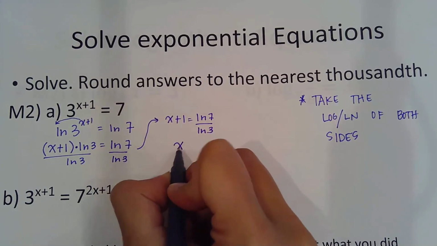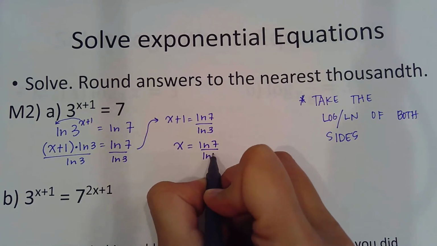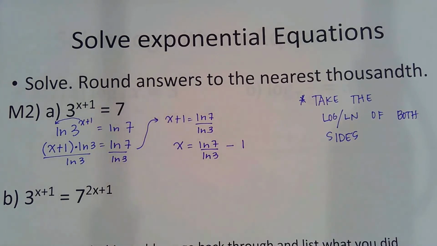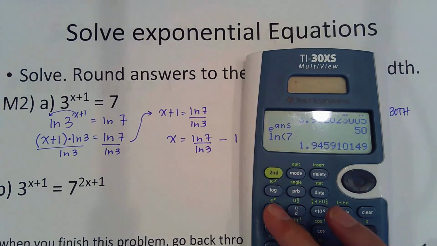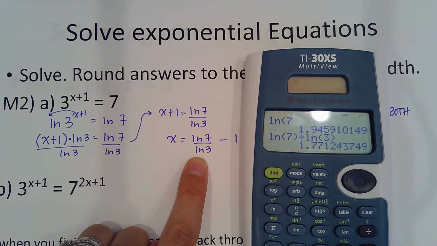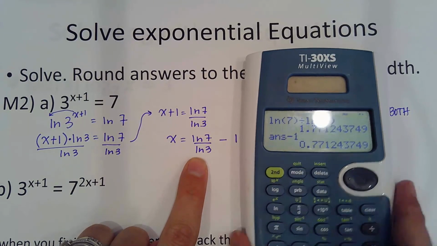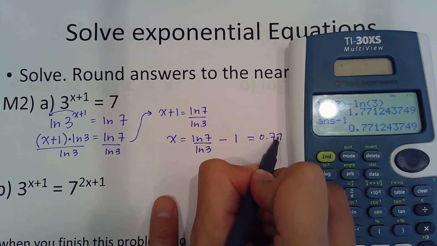Solve for x. So x is going to be the natural log of 7 over the natural log of 3 minus 1. So natural log of 7, make sure you close that parentheses, divided by natural log of 3, close that parentheses, minus 1. So it's going to be 0.771.